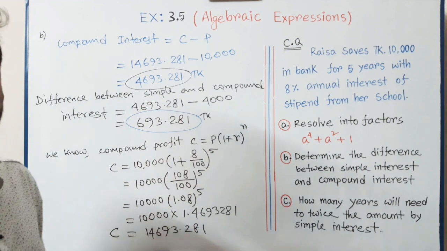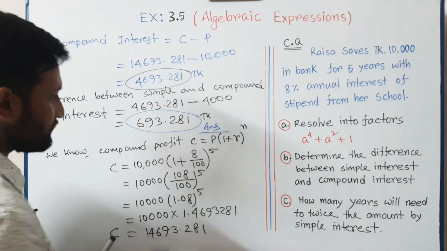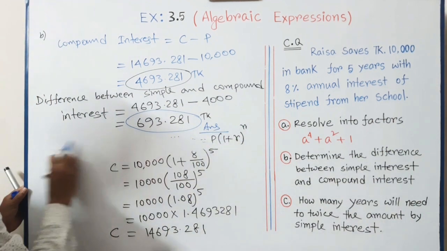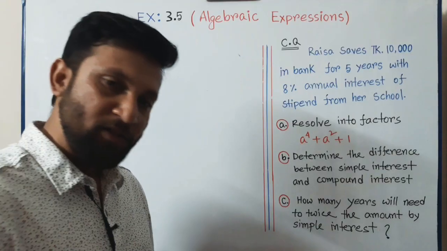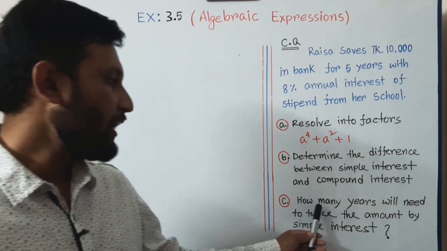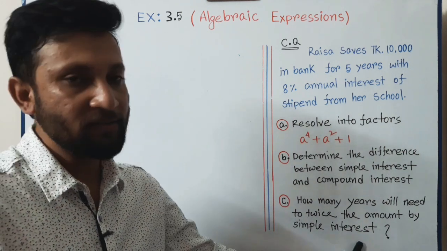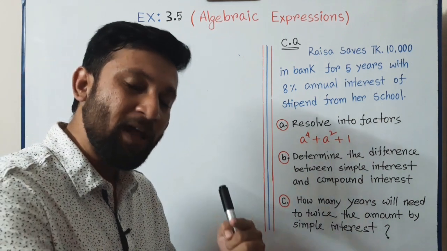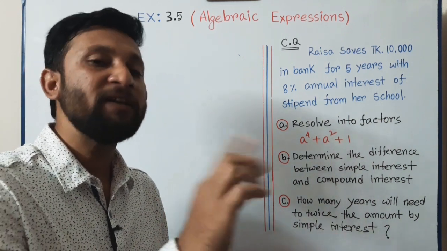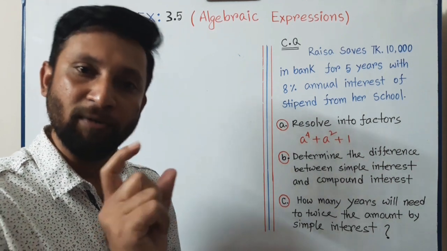I hope everybody is clear. So this is our required solution. Next question, C. The question is, how many years will be needed to double the amount by simple interest? That means we have to identify how many years we need to double the principal amount by simple interest. That means we have to identify the number of time or number of years.